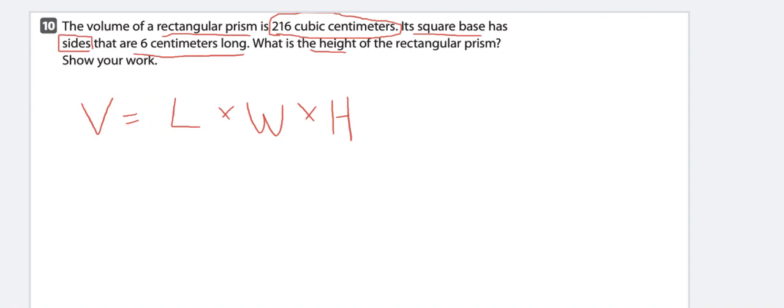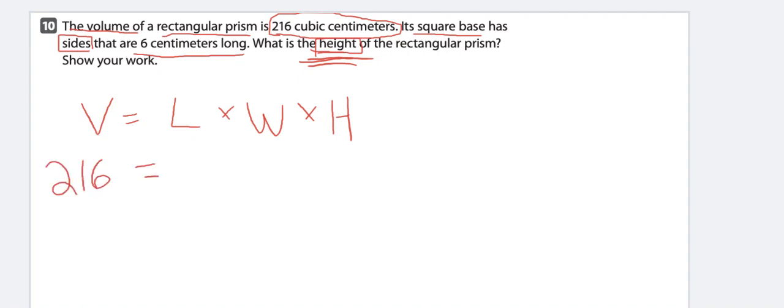Now, what I noticed about this problem was it doesn't ask me what is the volume of the rectangular prism. What is it asking me to find out? It's asking me to find the height, and this is what makes it different, of the prism. So let's start by plugging in the information that I know. So I notice that the rectangular prism, the volume is 216. So where I see V, I can put in 216.